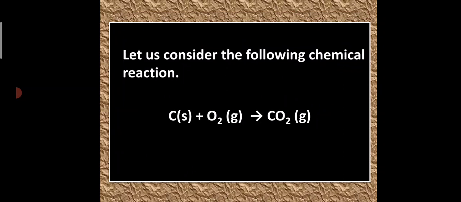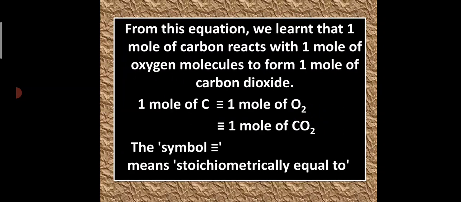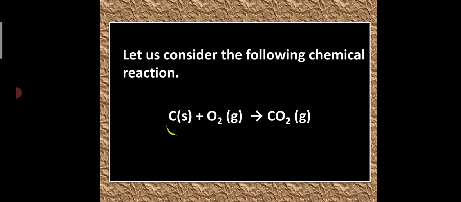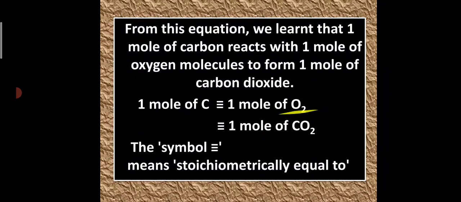Let us consider the following chemical reaction. Carbon and oxygen, they react to give carbon dioxide. So from this equation, we learned that 1 mole of carbon reacts with 1 mole of oxygen to form 1 mole of carbon dioxide. இதிலிருந்து என்ன தெரியுது? 1 mole of carbon, 1 mole of oxygen and 1 mole of carbon dioxide product கிடைக்குது.